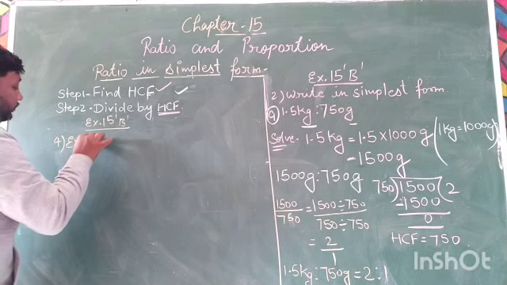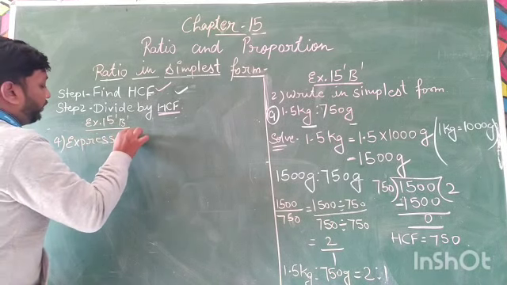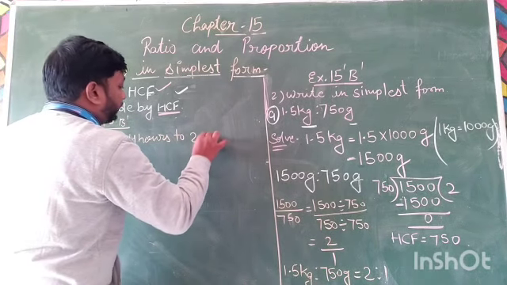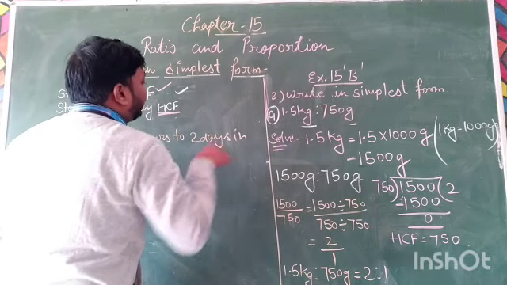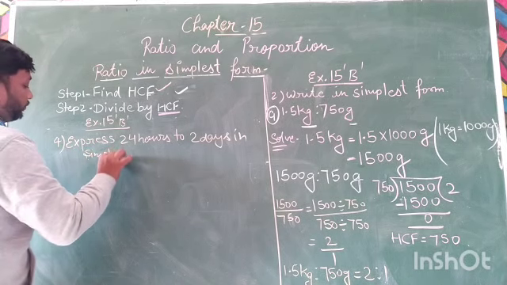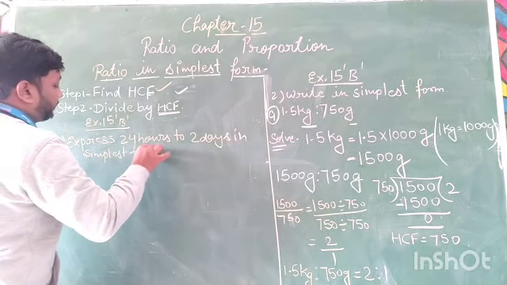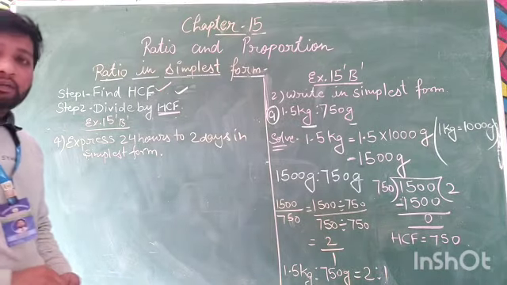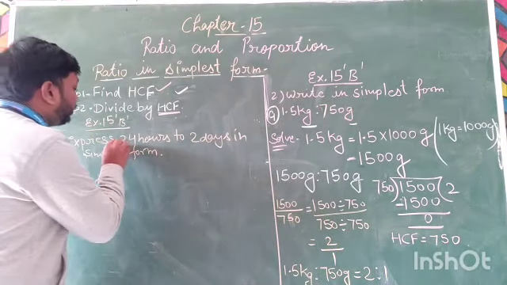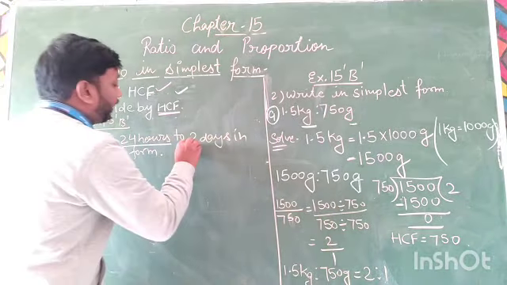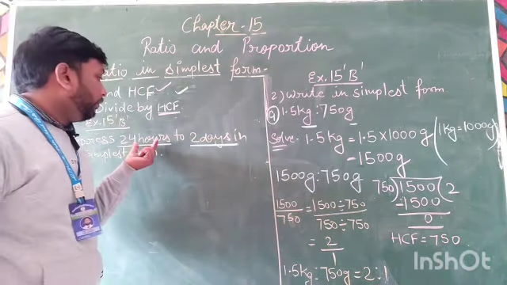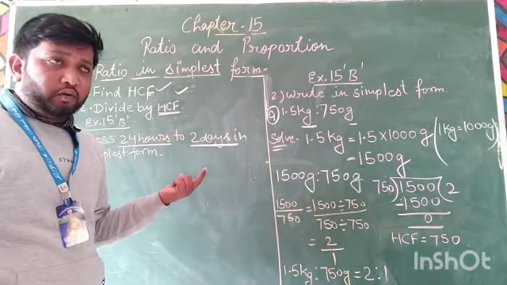Express 24 hours to 2 days in simplest form. Here first we see what the two quantities are. The first quantity is 24 hours and the second quantity is 2 days.